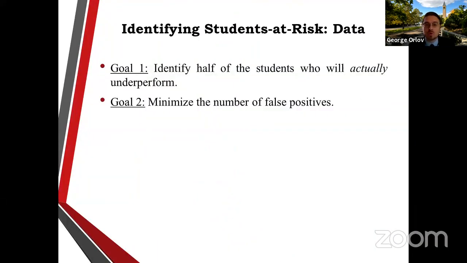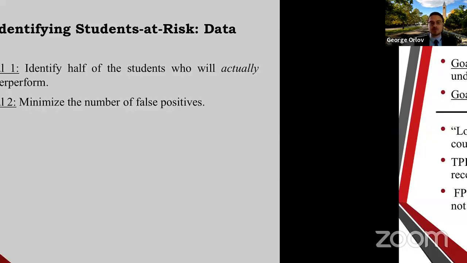So what's the goal of what we are doing? First, we identify half of the students who will actually underperform. Keep in mind, this is a fairly arbitrary statement, right? The half part really depends on the resources and who you want to treat. If you have resources to treat, say, three quarters of students who actually underperform, you will be looking at that. But it's counterbalanced by the second goal. Because we have limited resources, we want to minimize the number of false positives. And I'll clarify what I mean by that.